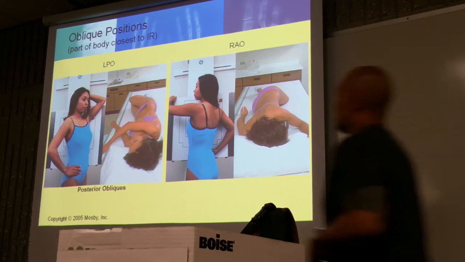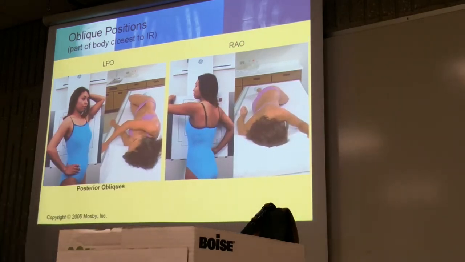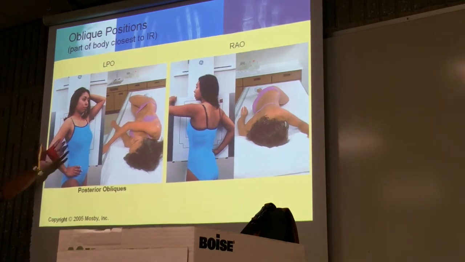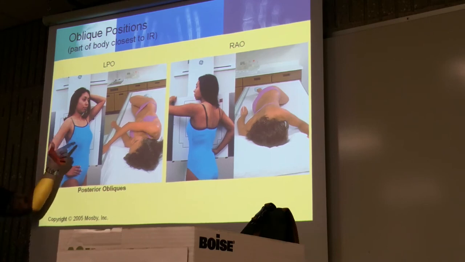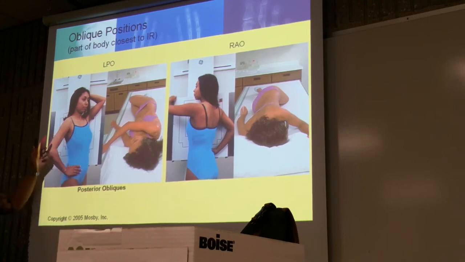Okay, so this is the left posterior oblique. They're on their posterior side. So again, it's the side that's closest to the image receptor. That's the posterior side. And then we have to qualify which side it is. So this is a left posterior oblique, or for short, we're going to call it LPO.